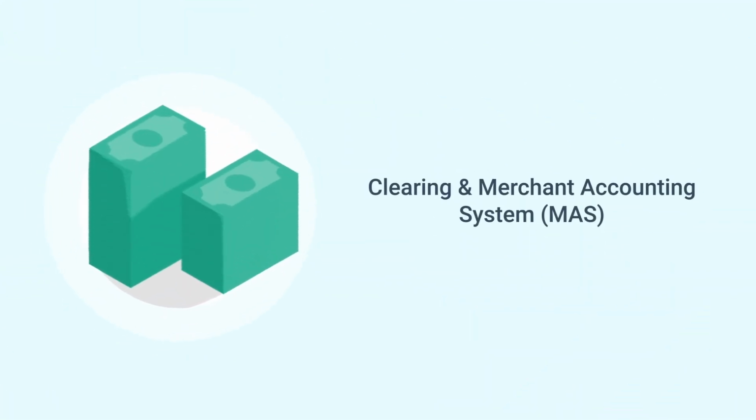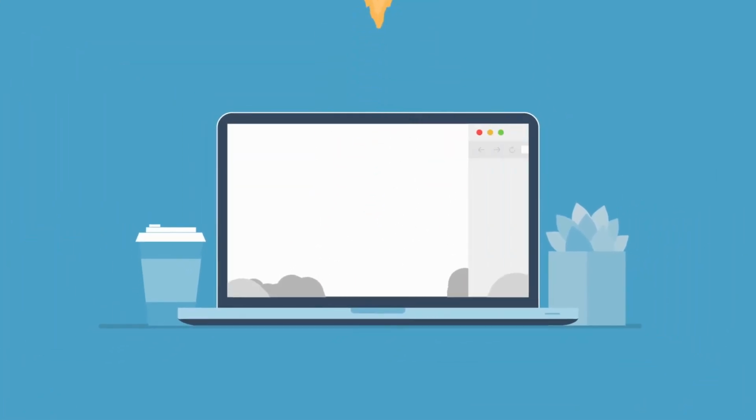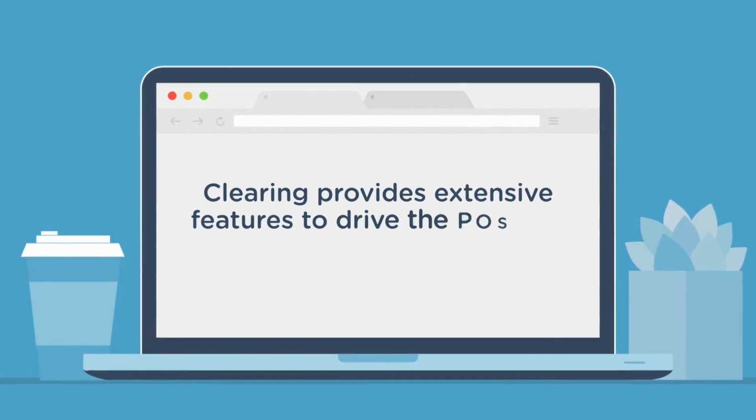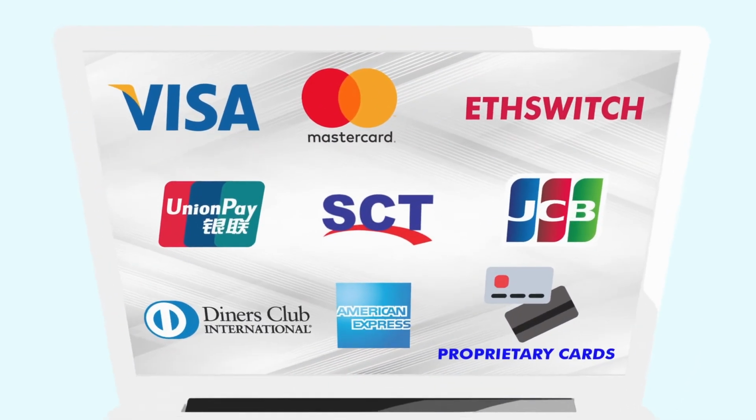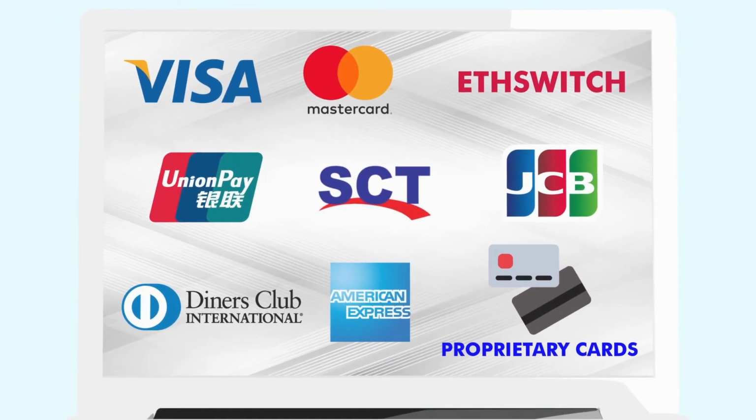Let's move to clearing and merchant accounting system. Clearing provides extensive features to drive the POS and e-commerce business better and smoother. The module supports clearing files for the following card schemes like Visa, MasterCard, F-Switch, Union Pay, Amex, Diners Club, JCB, SCT, National Payment Networks and proprietary cards.